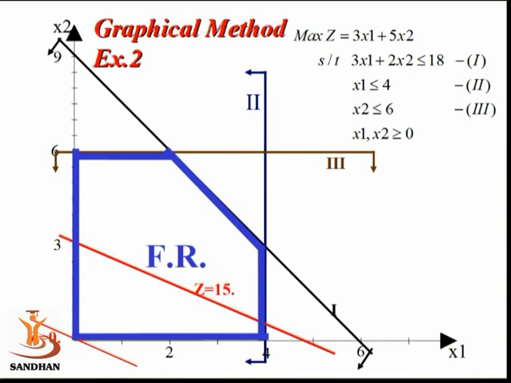As the method says, we can move this line upwards with the same slope, so it will touch the farthest corner, and at that point the value of z is equal to 36. So this point (2, 6), which has coordinates x1 equal to 2 and x2 equal to 6, and the value at this point is 36, is our final solution.